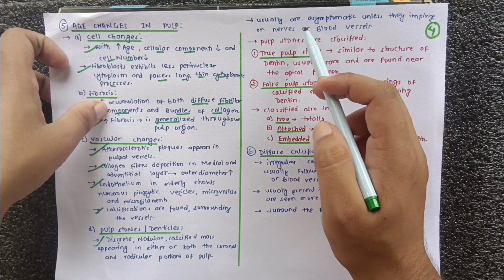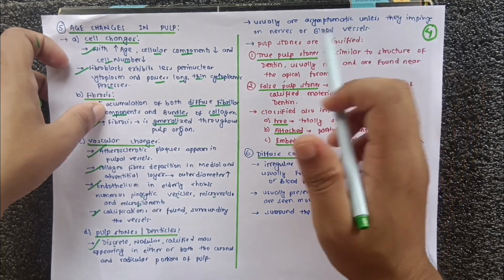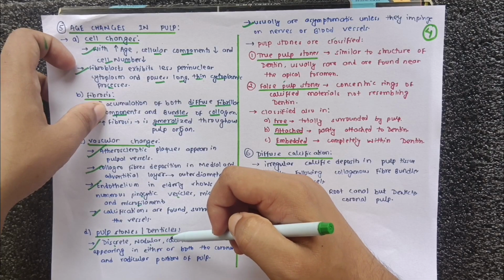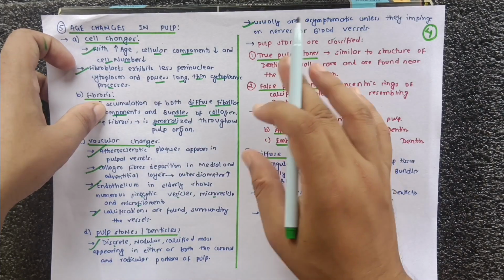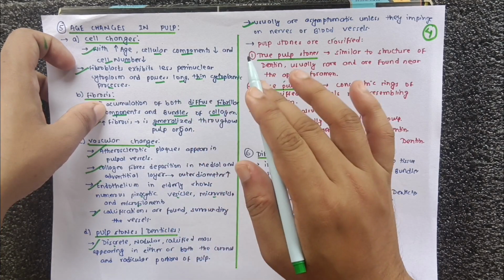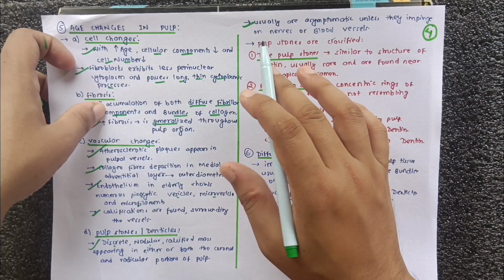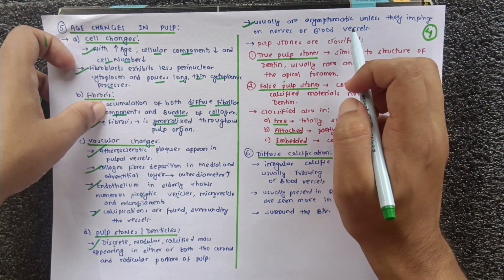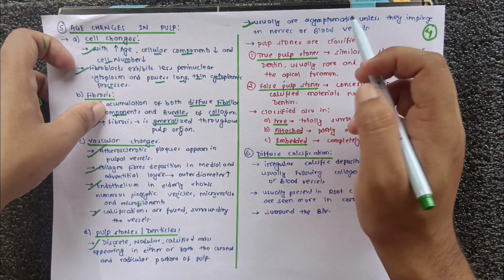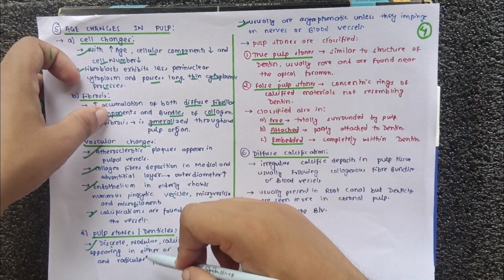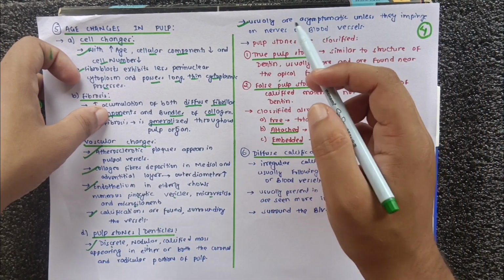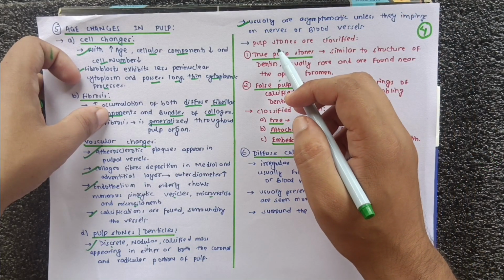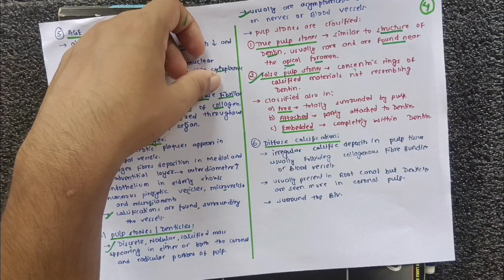After that, usually they are asymptomatic unless they impinge the nerves or the blood vessel. So those pulp stones or denticles are asymptomatic and do not show any kind of symptoms. But when they grow in size and impinge the nerves or the blood vessel, they show different kinds of symptoms. In such a case, the pulp stone and denticles will be important and significant.